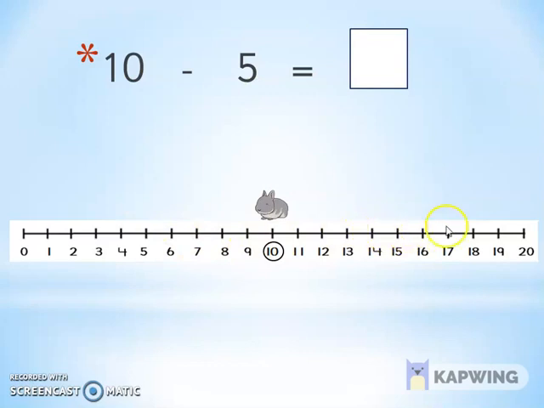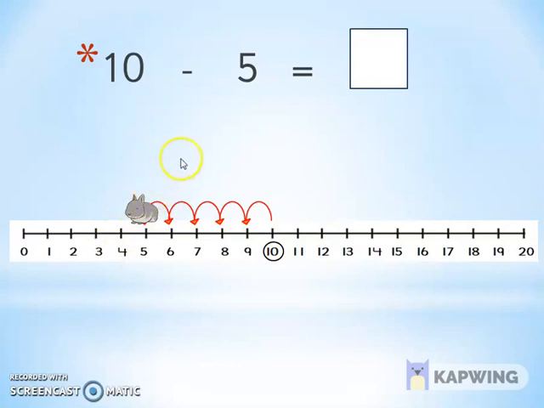Now let us count together with Mr. Bunny, and with each jump we'll draw a line. There you go. This is jump number 1, 2, 3, 4, and 5. And Mr. Bunny stops on jump number 5.